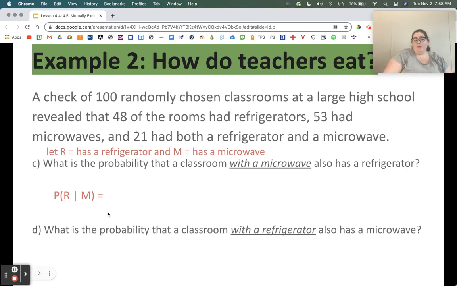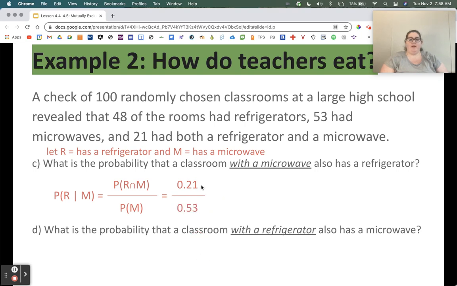Okay. So my formula for given tells me that I need to do the probability of the intersection, so both microwave and refrigerator, divided by the probability of what we're given, which is that they have a microwave. So out of the rooms that have microwaves, what proportion of them also have a refrigerator? Right. So probability of my intersection was 21 out of 100, which is 0.21. Probability of microwave is 53 out of 100, which is 0.53. So 21% have both out of 53% who have microwaves, would give me 0.3962.